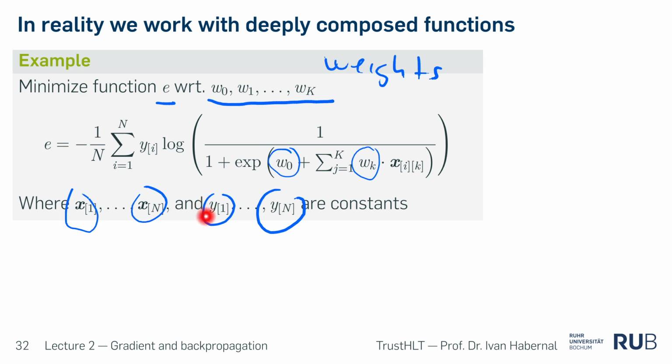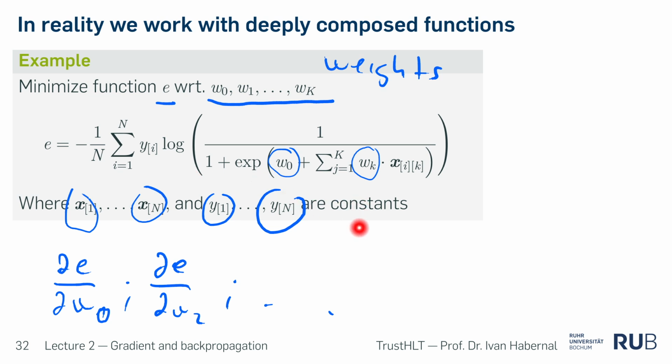And we need to find a partial derivative now of E with respect to W1, E with respect to W2, and so on. Okay, so what is the partial derivative of E with respect to W1 or W0? Can you compute the derivative of this function with respect to W0? Yeah, you can, but you don't want to.